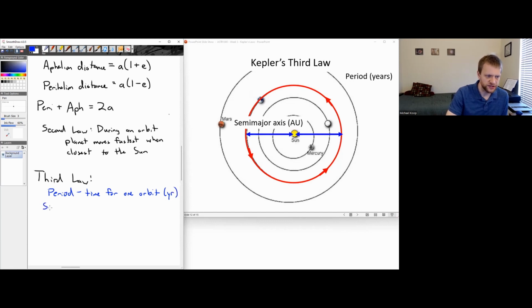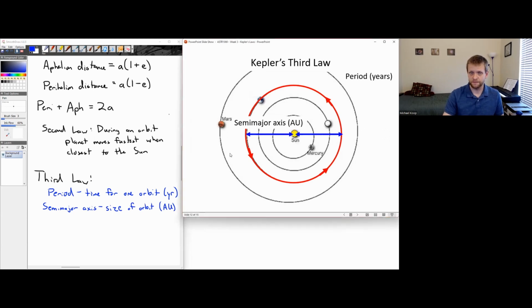The semi-major axis, we said that's kind of a measure of the size of the orbit. And we're going to measure that in astronomical units. Remember, 1 astronomical unit, by definition, is the radius of Earth's orbit. So essentially, 1 astronomical unit is Earth's semi-major axis by definition.